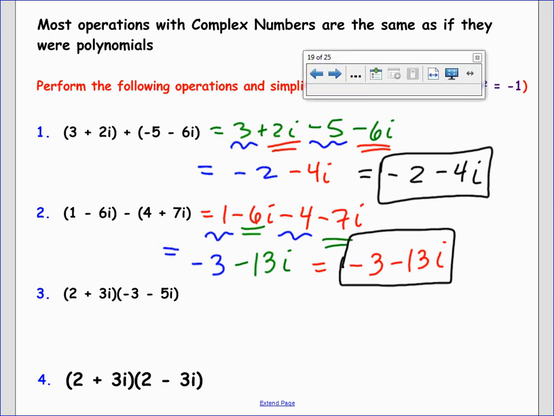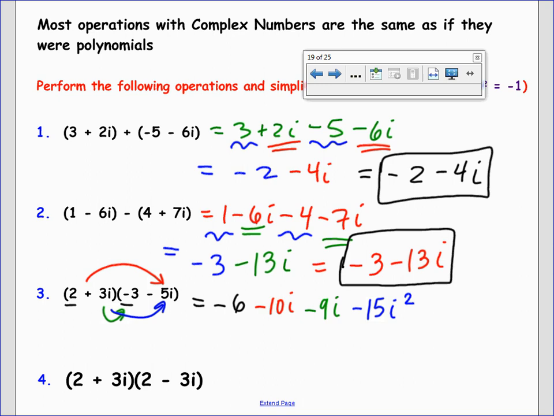Not only can we add or subtract complex numbers, we can also multiply complex numbers. And we're going to do that as if they were polynomials as well. Let's go ahead and FOIL this bad boy. So we'll remember that we can multiply first times first to result in the first product. 2 times negative 3 is negative 6. We can multiply the outside terms in order to get my outside product. So 2 times negative 5i would be negative 10i. We can multiply 3i times negative 3 to get my inside term. That would be negative 9i. And for L, we can do 3i times negative 5i is negative 15i squared.